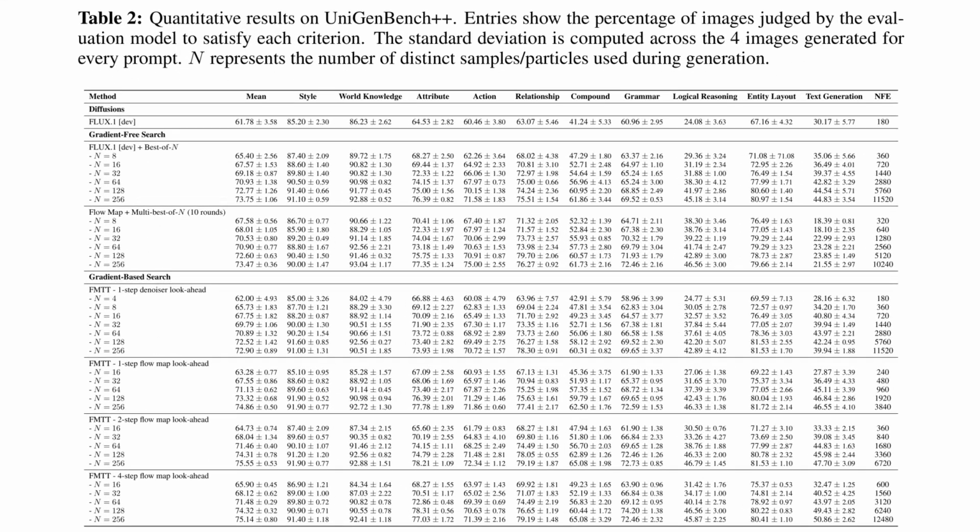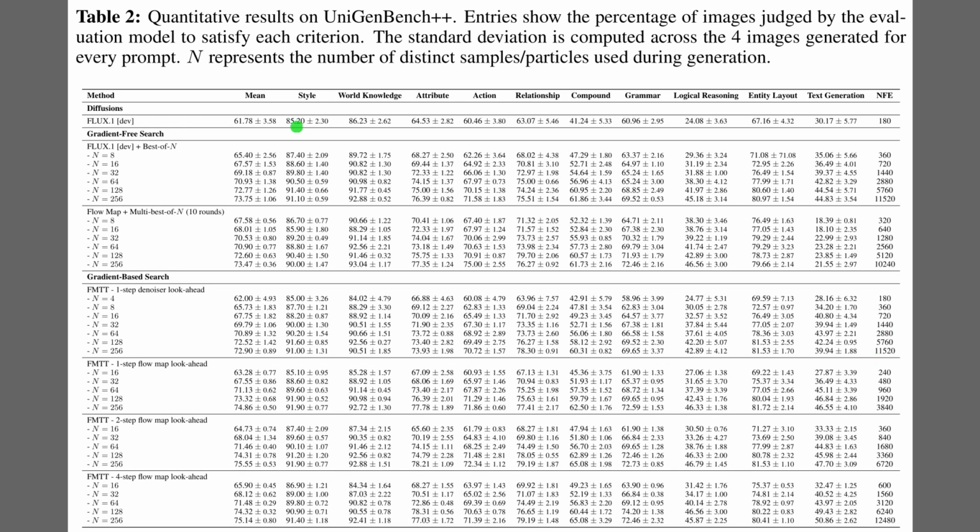So while Figure 8 summarized overall uni-general bench plus scaling, Table 2 breaks that performance down across every evaluation dimension. The table lists methods in the left column, then reports the percentage of images that pass each criterion such as style, world knowledge, layout, and text generation. Gradient-free best-of-n search already boosts scores over the base Flux model, especially for layout and text. Flow map trajectory tilting, with multi-step flow map look-ahead, achieves the highest mean and text generation scores, so it delivers both better structure and sharper written content at comparable compute.